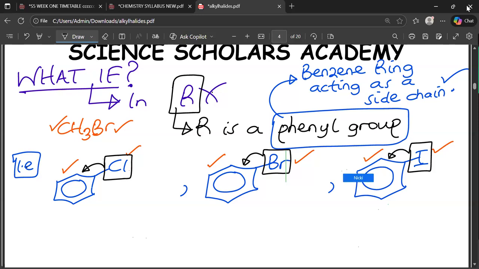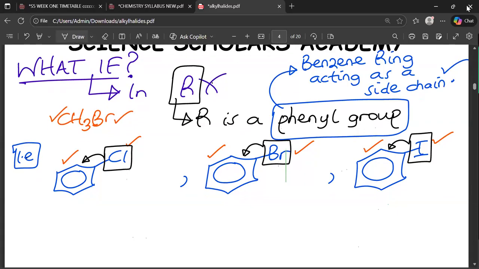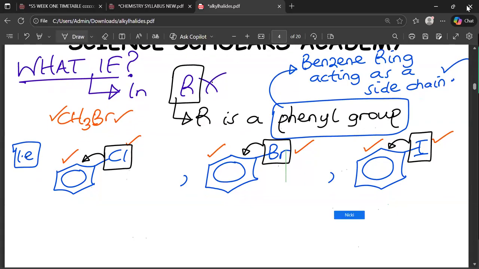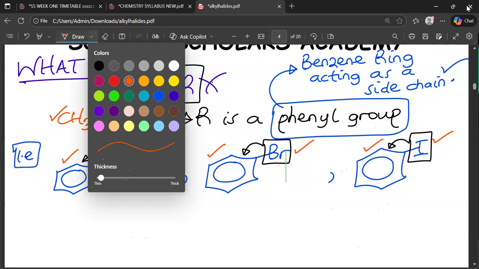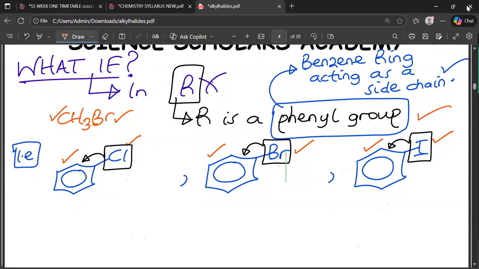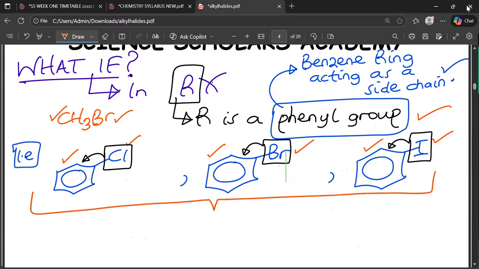So someone tell me, if the R is a benzene ring, which is called a phenyl group, are they really still called alkyl halides? Are they still alkyl halides? You either say yes or no, but when you say no, tell me what they are.